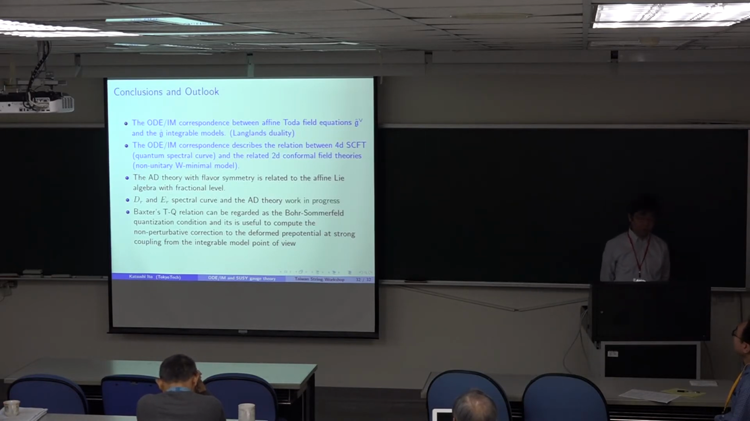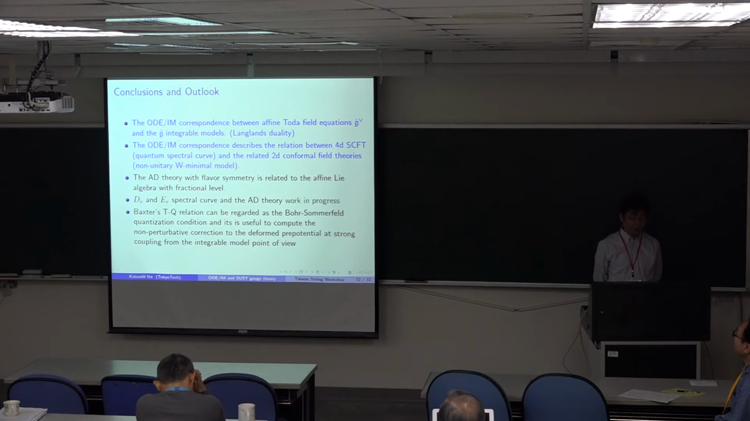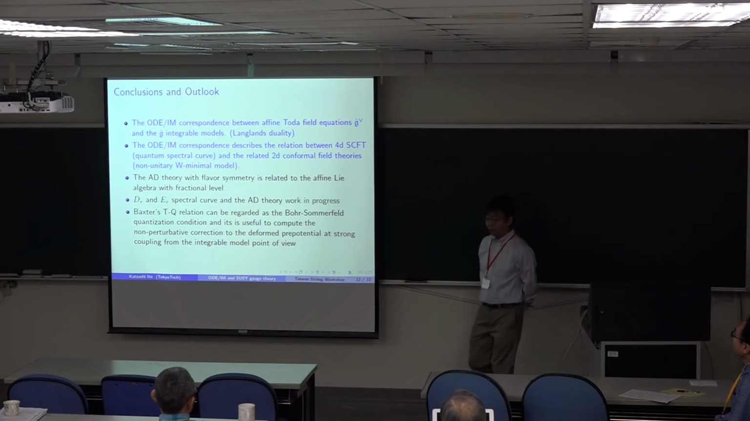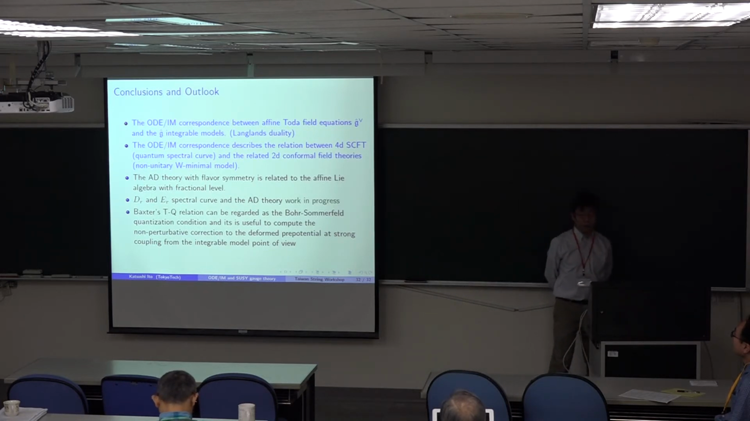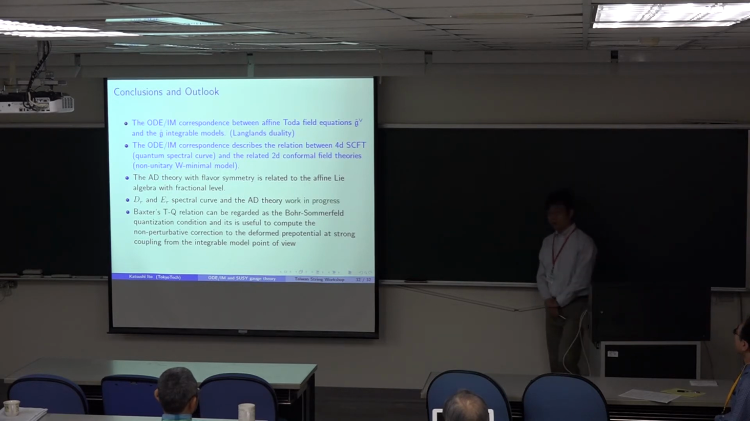That's another interesting question. So now we are working on D-type and E-type Seiberg-Witten curves and their extension to the Argyres-Douglas theories. And finally, Baxter's functional relations, including the Baxter TQ relation, can be regarded as the Bohr-Sommerfeld quantization condition. That is very useful to compute the non-perturbative corrections with a deformed potential at strong coupling. So this kind of integrable approach is really useful to analyze the strong coupling physics further, especially these kinds of arguments. Okay, thank you very much.